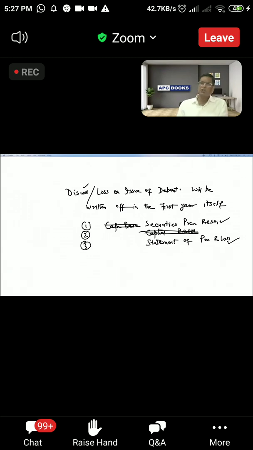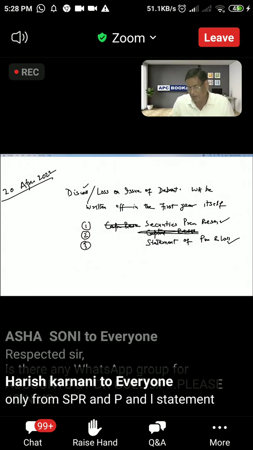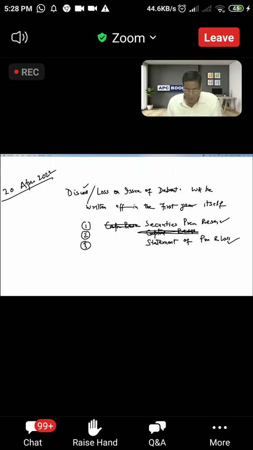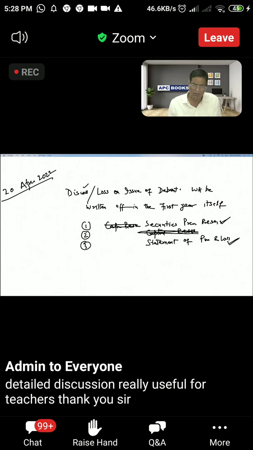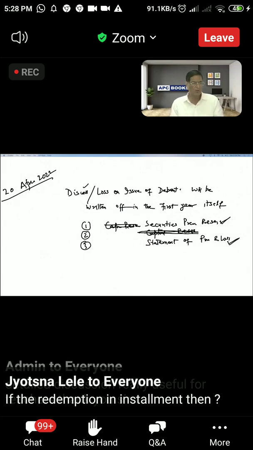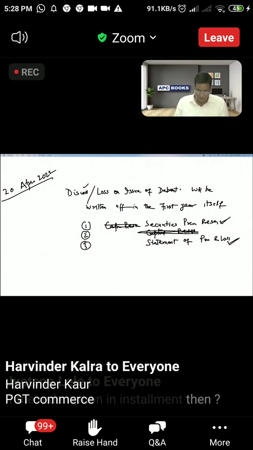In the books, it has been written from capital reserve also, but since they have changed it, the changed syllabus was issued on 20th April. In the changed syllabus, they say it cannot be written off from capital reserve. So from now onwards, loss on issue will be written off first from security premium reserve, then from statement of profit and loss. That was the third change they have introduced. These 3 changes they have introduced, which we have now discussed.